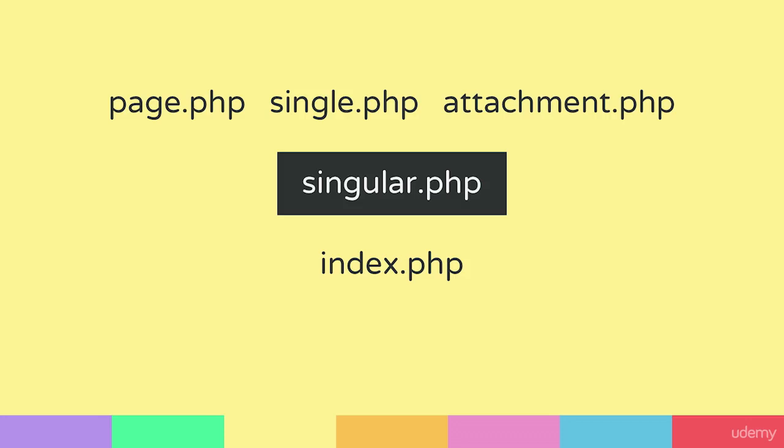But what I want to also point out are what templates fall back to singular.php. So if you have page.php, that's going to control pages, single.php controls posts, and attachment.php controls if you're viewing an attachment page for an individual image. We'll look at each of these later, but all of these fall back to singular if you don't have it. Or let's say you have page.php but not single and not attachment, it will fall back to singular, and if it doesn't find that, it will fall back to index.